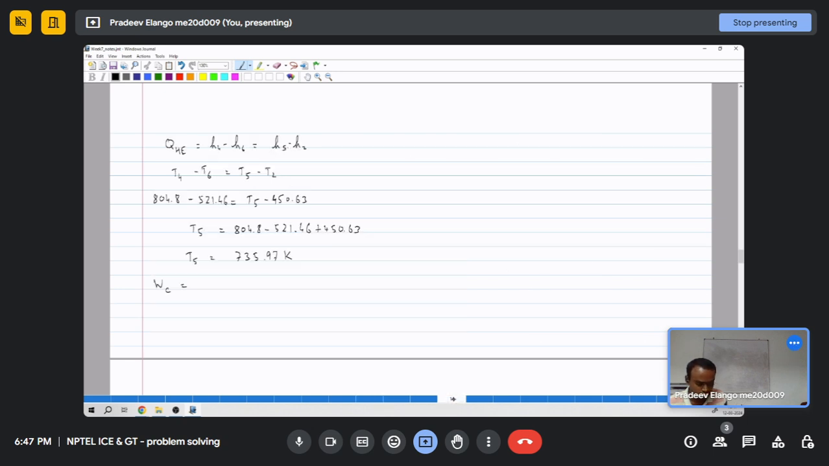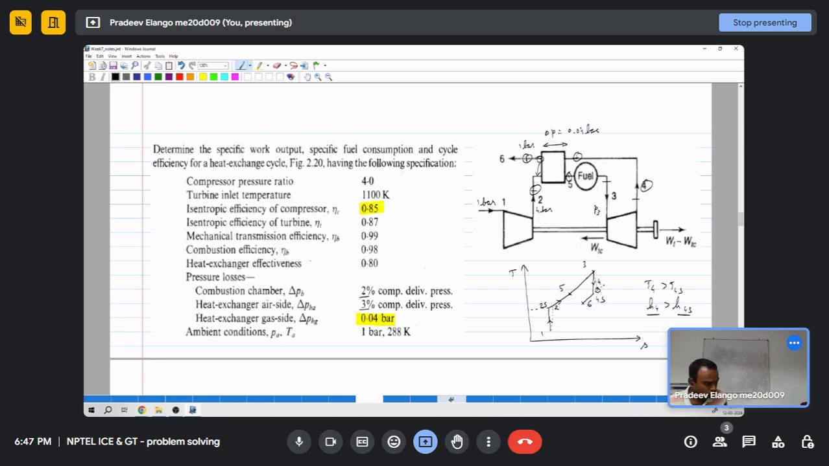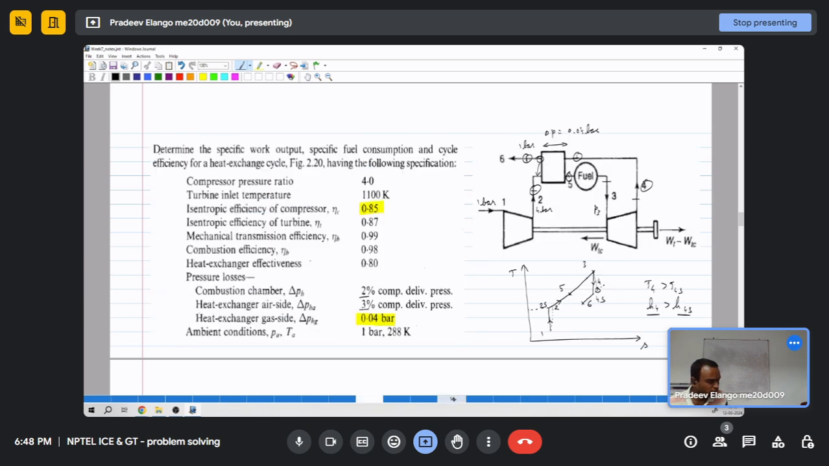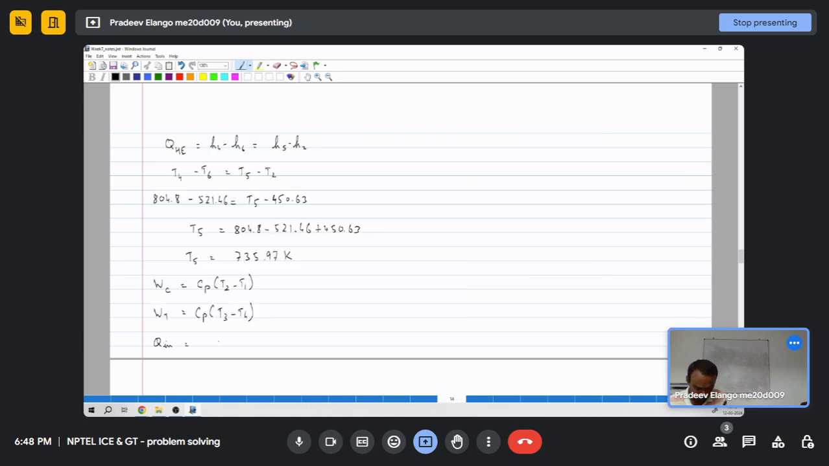Now we can calculate the work done by the compressor. That is H2 minus H1, or I can write this as Cp into T2 minus T1. And similarly for the turbine, Cp into T3 minus T4, and for heat added by the fuel, we will have H3 minus H5. So T3 minus T5 into Cp.